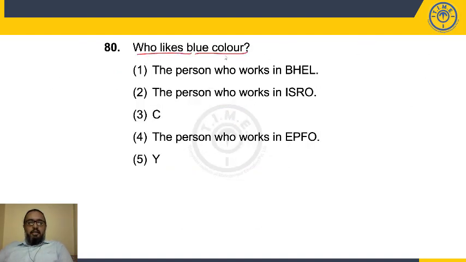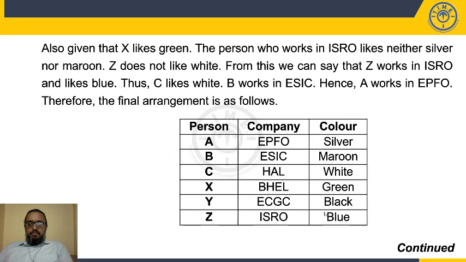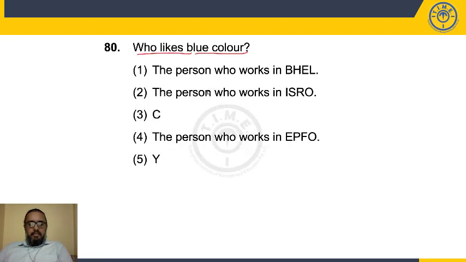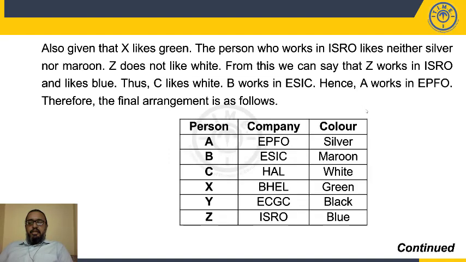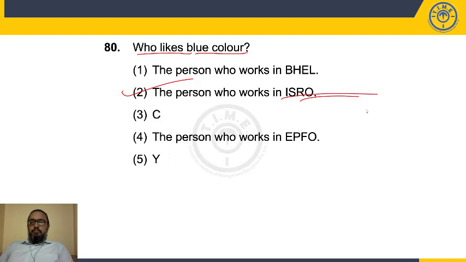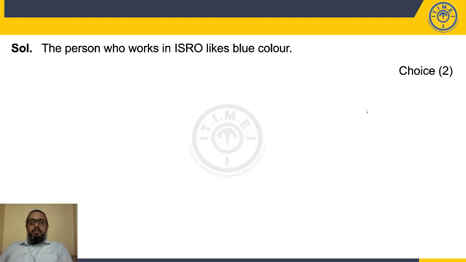Who likes blue color? Blue is for Z. The second option says the person who works for ISRO. Z is working in ISRO and Z likes blue. So choice 2.